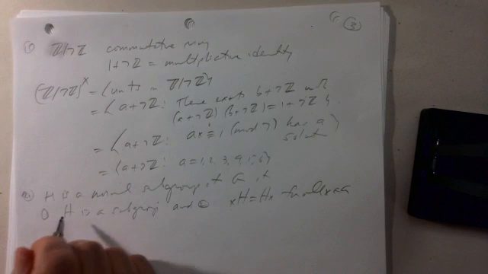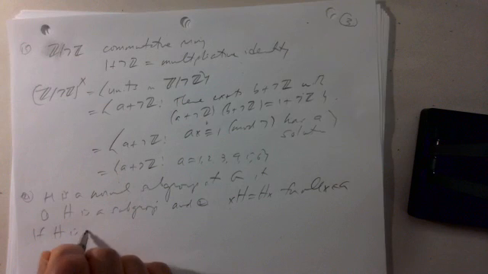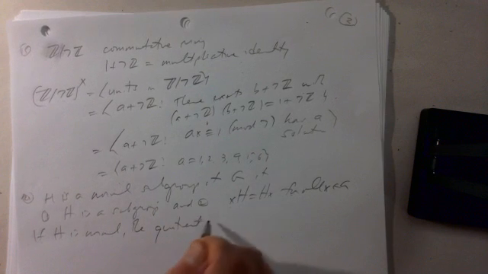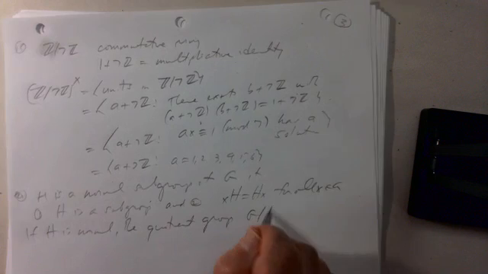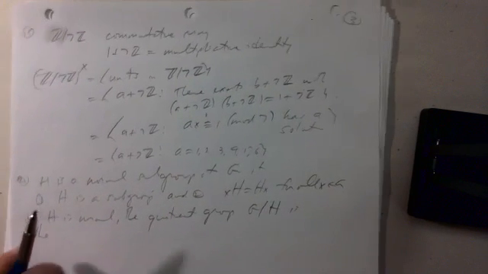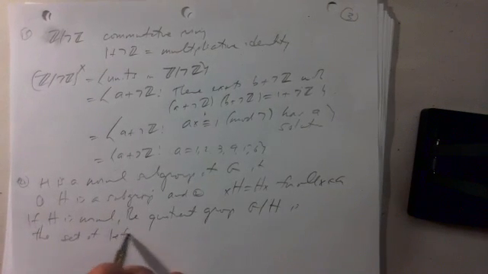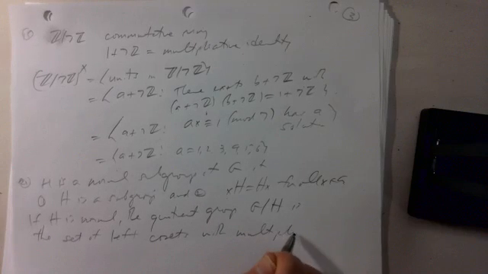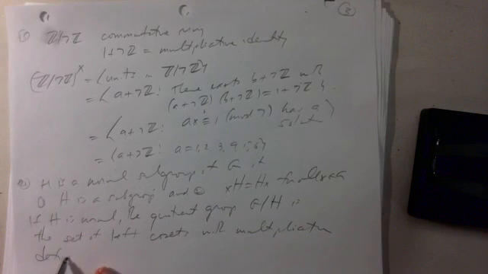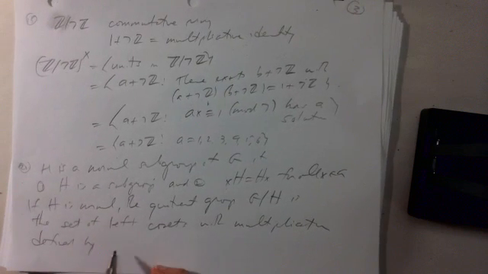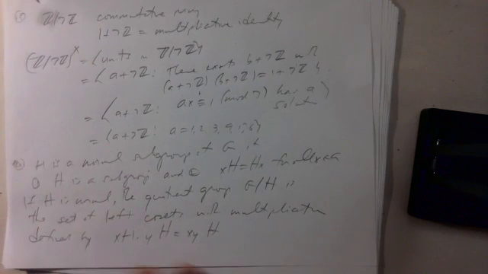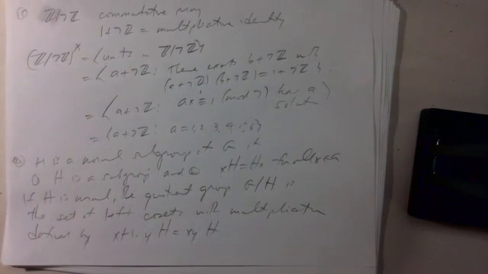And when you have a normal subgroup, if H is normal, the quotient group G mod H is the set of left cosets with multiplication defined by xH times yH is xyH. So those are the definitions.